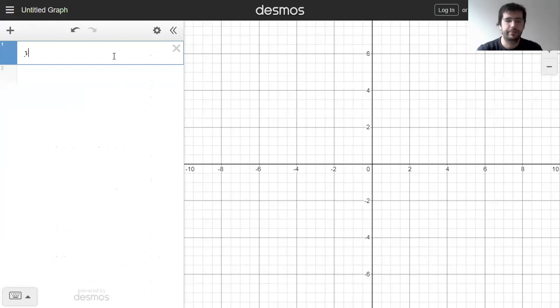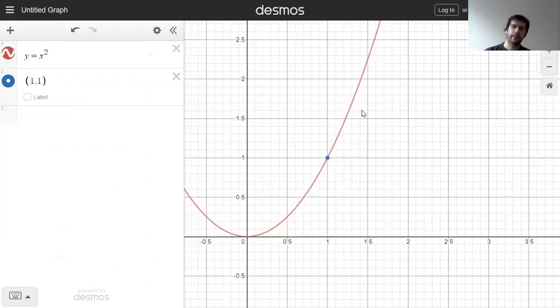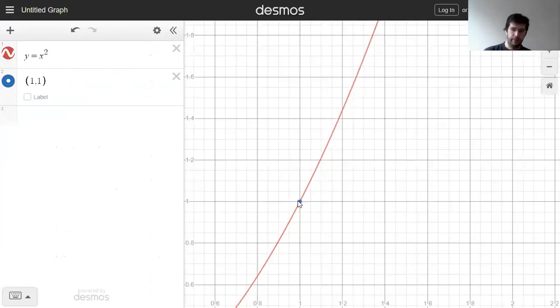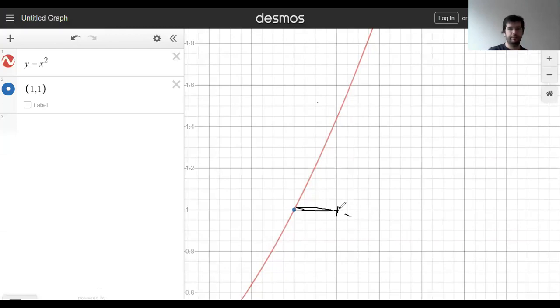Does this look reasonable? So I'm looking at the point 1, 1. And the question is, does it look like at this point, for every step that we go to the right, we go 2 up? So if I go 1 whole square to the right, I go 1 square up, 2 squares up. That would mean I have slope 2. I can draw a straight line on my screen. I try really hard to make it look tangent. I think this looks tangent. I think we did it correctly.